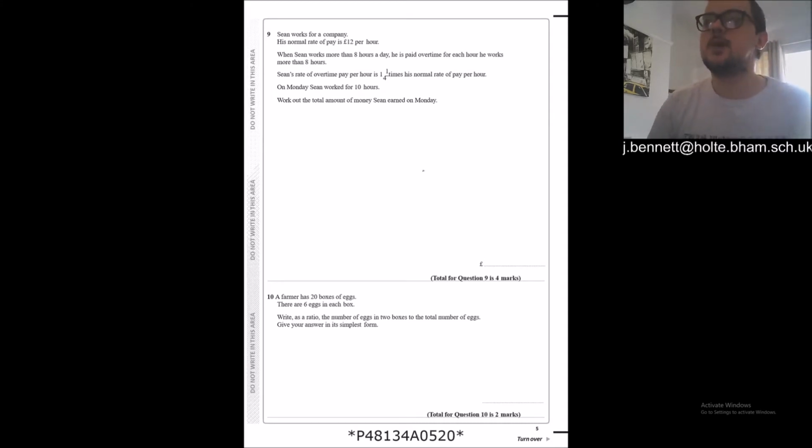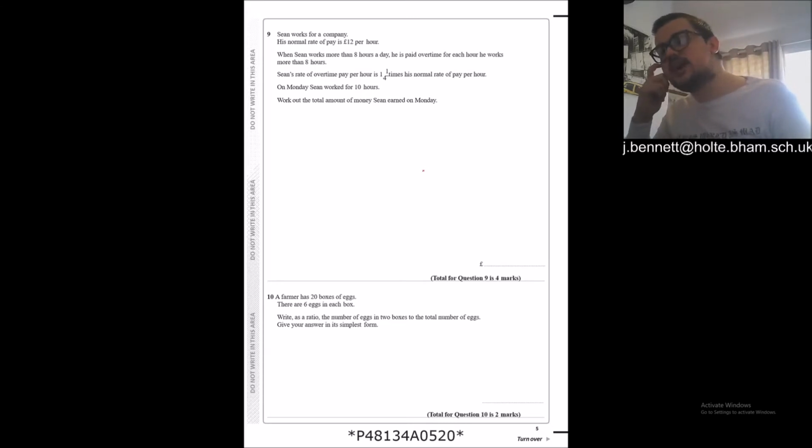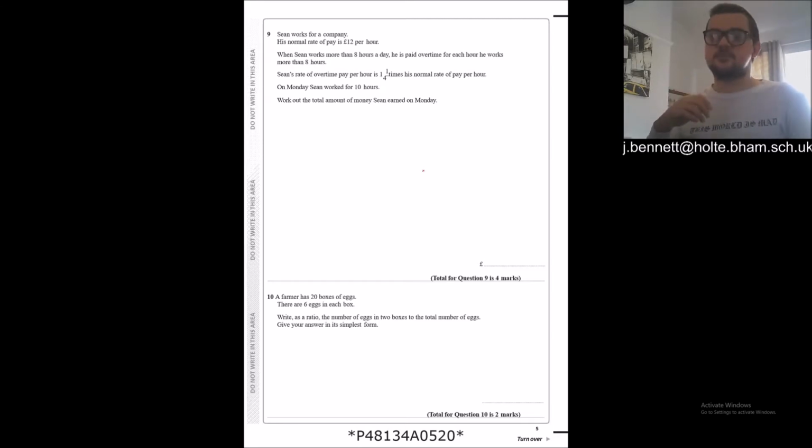Sean works for a company. His normal rate of pay is £12 per hour. When Sean works more than 8 hours a day, he is paid overtime for each hour he works over 8 hours. Sean's rate of overtime pay is 1.25 times his normal pay. On Monday he works for 10 hours. Work out the total amount of money Sean earns. This is quite a nice question. In terms of 4 markers, this is quite ideal.